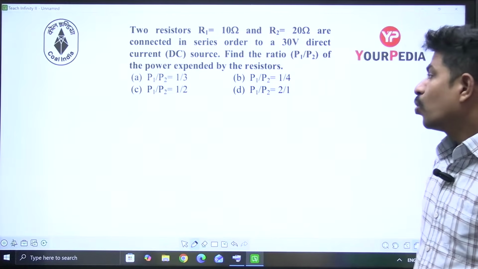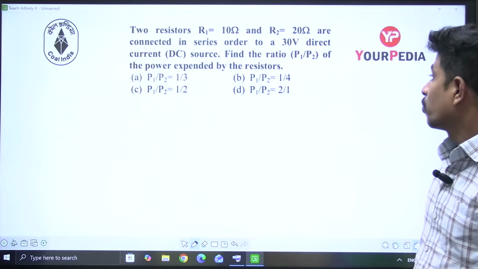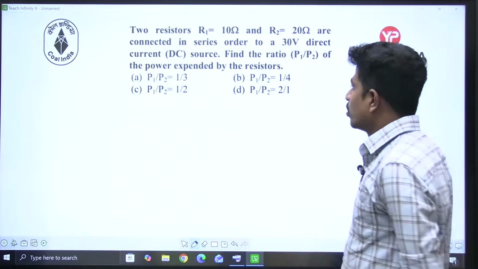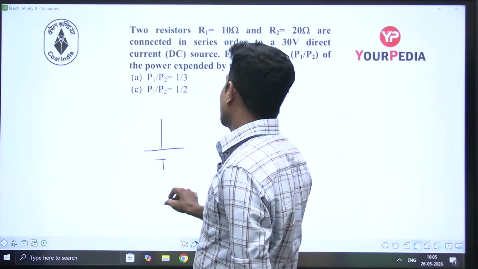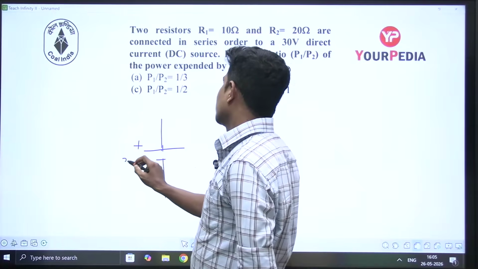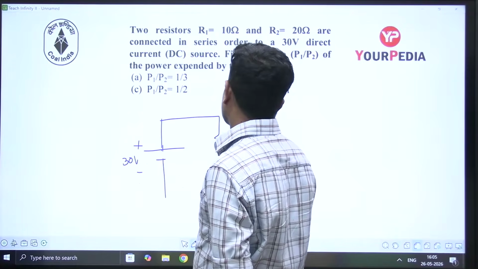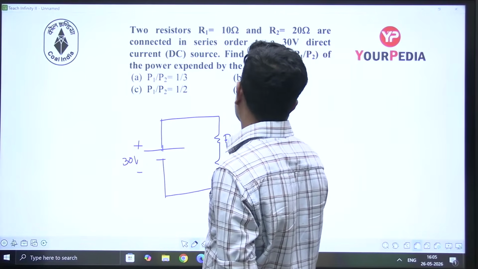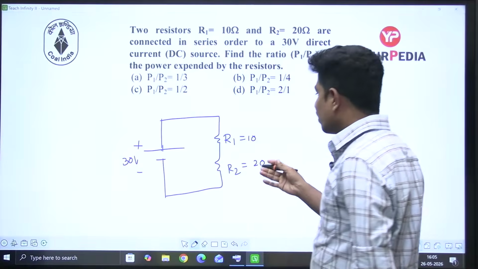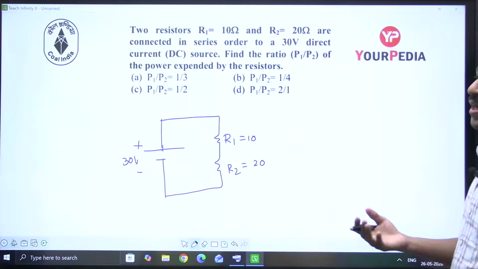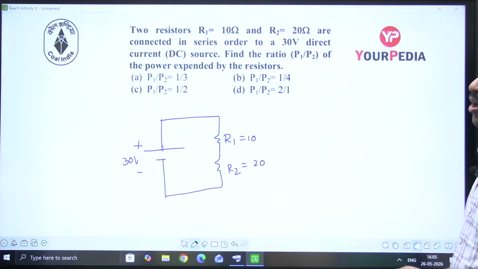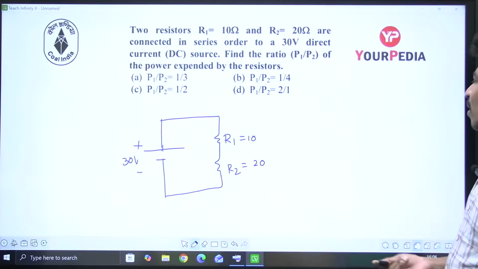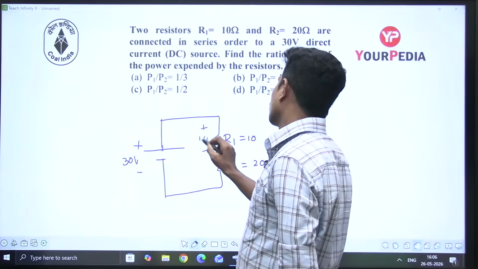Two resistors, R1 is equal to 10 ohm and R2 is equal to 20 ohm, are connected in series to a 30 volts DC supply. This is R1, a 10 ohm, and this is R2, a 20 ohm. One simple thing is, in series current is the same. What will get divided? Voltage will get divided. Now with 30 volts, this voltage will be 10 and this voltage will be 20.